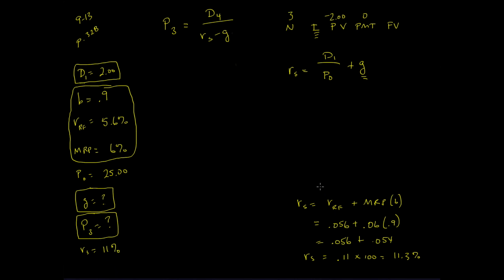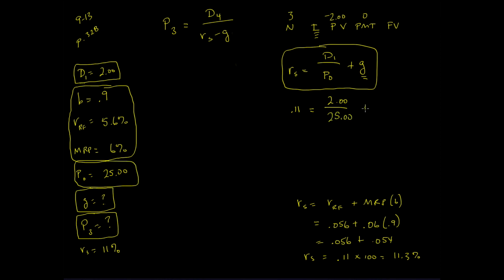Don't lose track of what we did. We're still trying to solve for G up here. And the reason we went and solved for RS is because we didn't know it. So now I can plug into this formula. R sub S I know is 0.11. D sub 1, they did give me D sub 1. It's 2. P sub 0, they give me P sub 0 right there. It's 25. And I'm trying to solve for G.